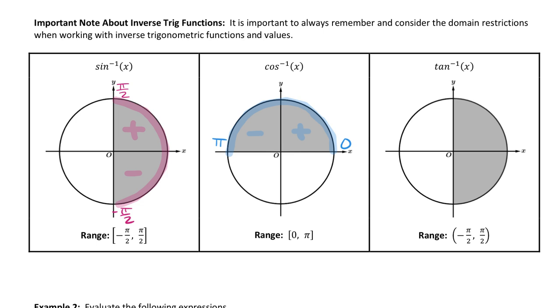For tangent, we define tangent in the fourth and the first quadrant, which was from negative pi over 2 to pi over 2. And just like sine, if the input value is positive, that tangent angle will be between 0 and pi over 2. And if you have a negative input value, the angle that gives you that negative input value would be between negative pi over 2 and 0.